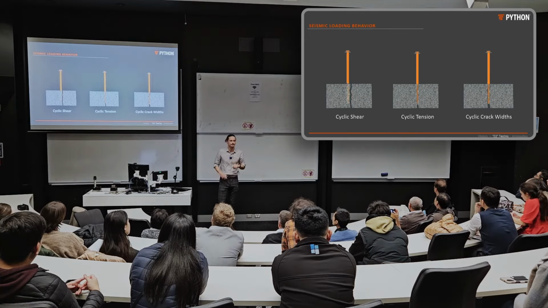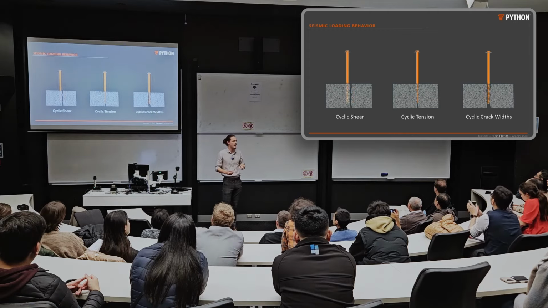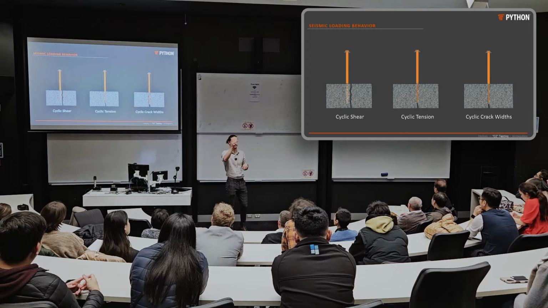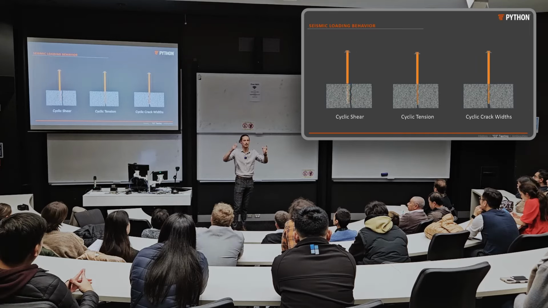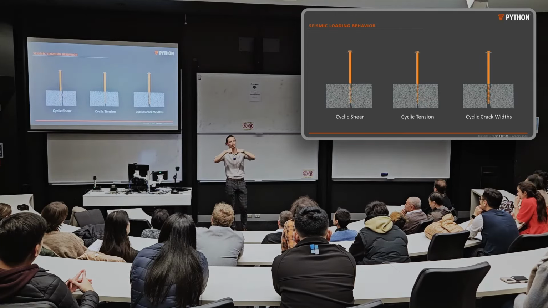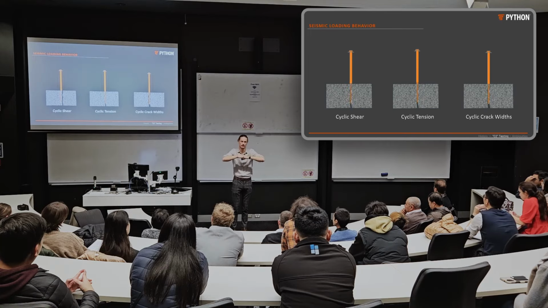Cyclic crack widths. Say we have an anchor in a reinforced concrete beam, and that beam is part of a concrete moment frame. That beam is going to undergo moment reversal on every cycle of the earthquake, and the cracks on the underside of that beam are going to both open and close. This is something that's allowed for in a C2 capacity.